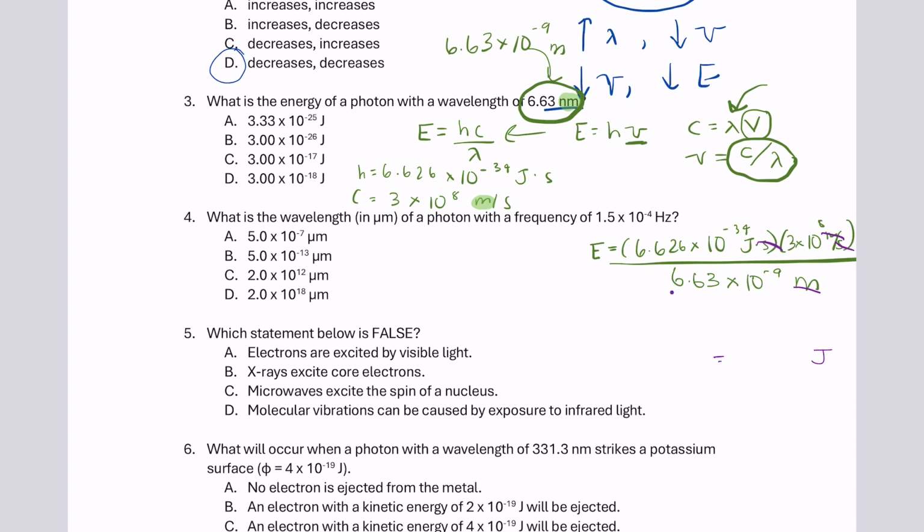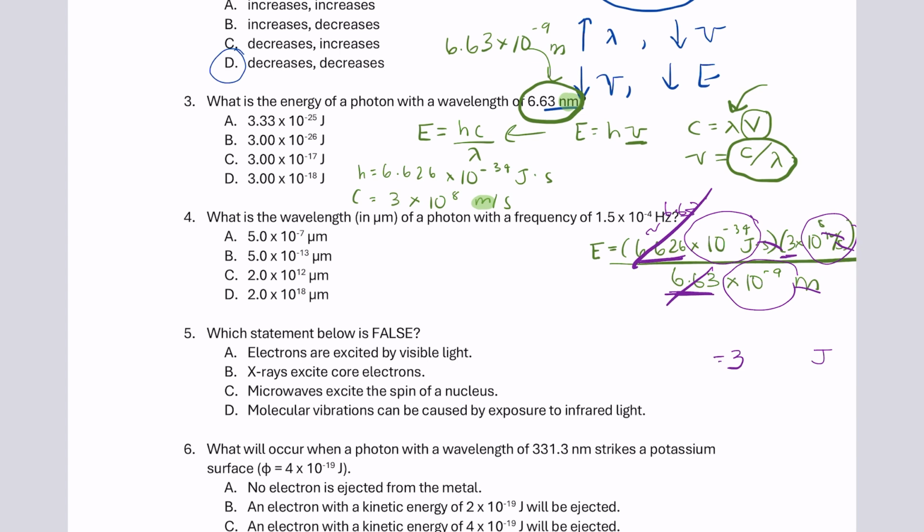What we notice is that in the denominator 6.63 and in the numerator 6.626, we can essentially approximate this to 6.63 and cancel those out. What we're left with is a bunch of these 10 to some exponents and a 3 in the numerator. We're going to go ahead and take out that 3 in the numerator, and let's deal with all of the exponents here.